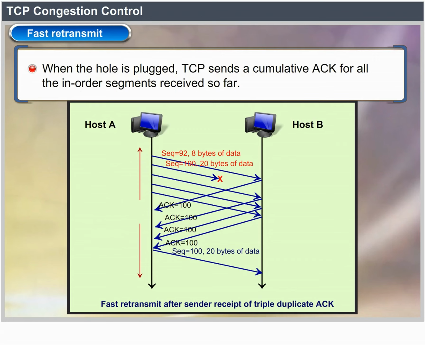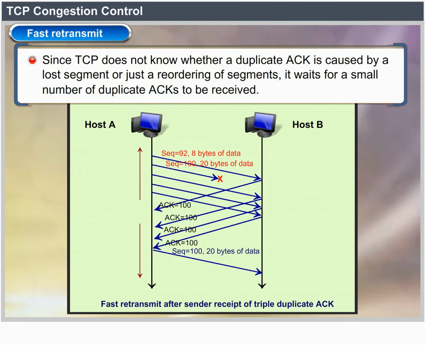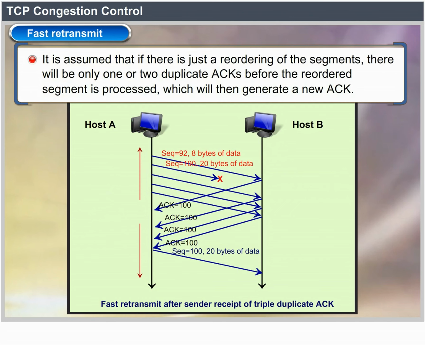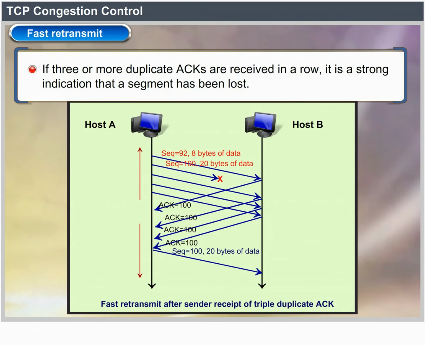Since TCP does not know whether a duplicate ACK is caused by a lost segment or just a reordering of segments, it waits for a small number of duplicate ACKs to be received. It is assumed that if there is just a reordering of the segments, there will only be one or two duplicate ACKs before the reordered segment is processed, which will then generate a new ACK. If 3 or more duplicate ACKs are received in a row, it is a strong indication that a segment has been lost.